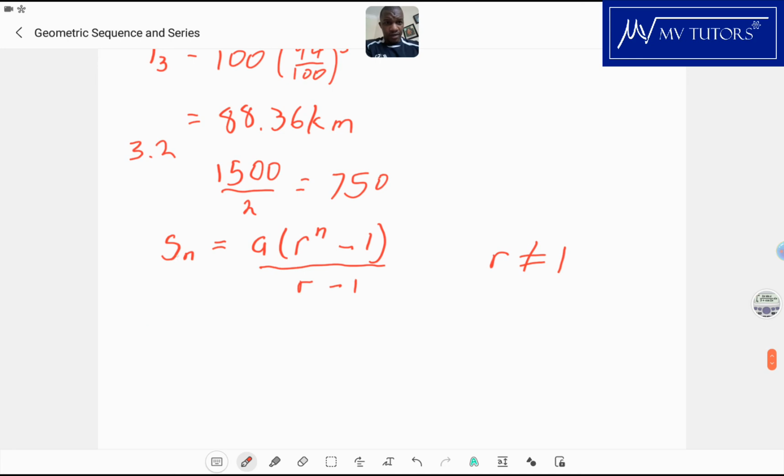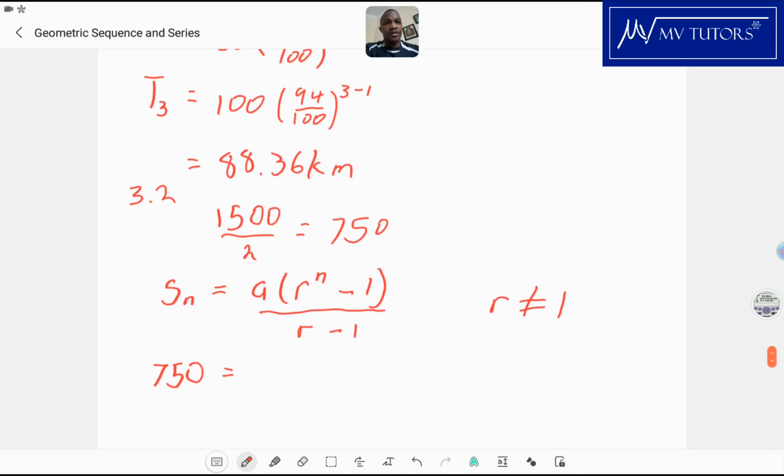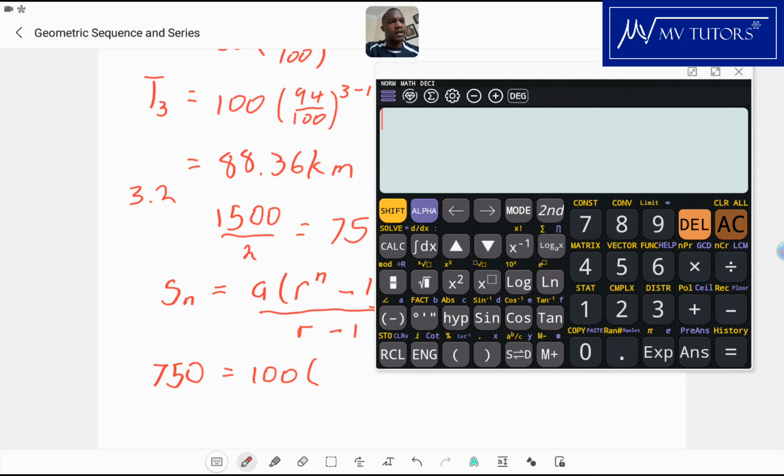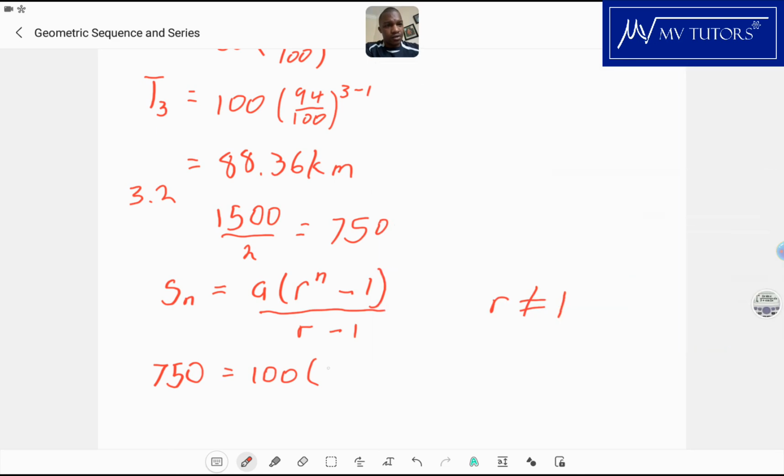Okay, so we have here that we've been told that we want the halfway, which is 750. We have A, it's 100 kilometers. Okay, we have R. I don't want to write R as a fraction, so I'm just going to divide it. So it's 94 divided by 100, and we get 0.94.